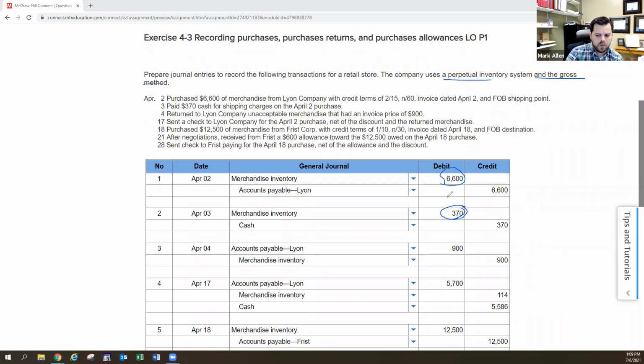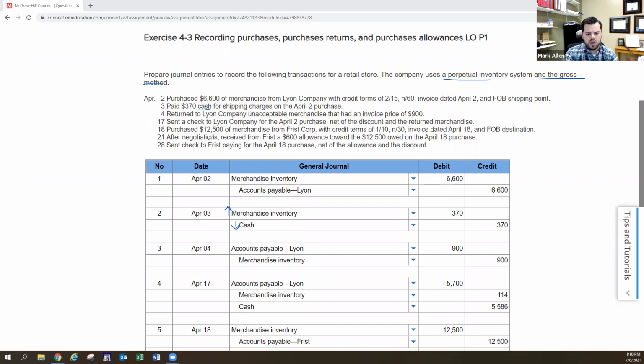Same thing happens here. So my inventory now is not just worth 6,600, it's actually worth 6,970. That'll be very important in just a little bit, but that's what we see happening. So notice here the shipping though was paid for in cash. It's a small cash payment. So we go ahead, credit cash, bringing it down, debit merchandise inventory, increasing that amount.